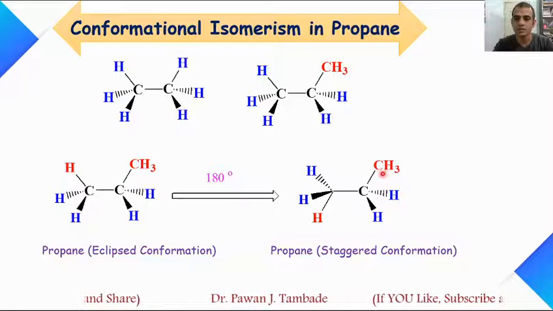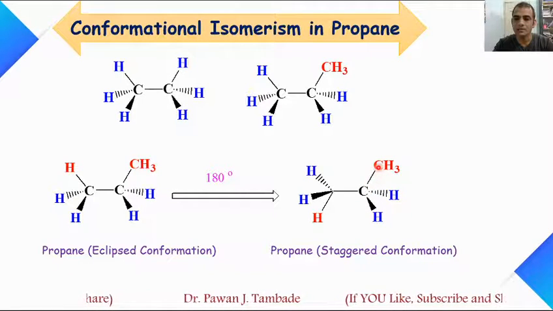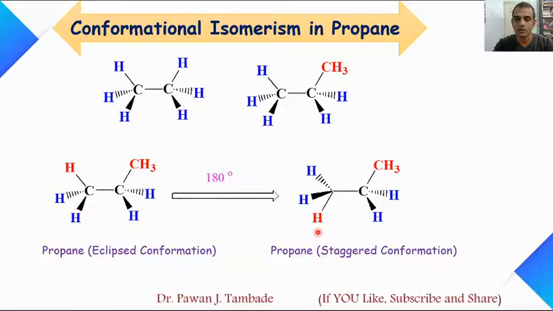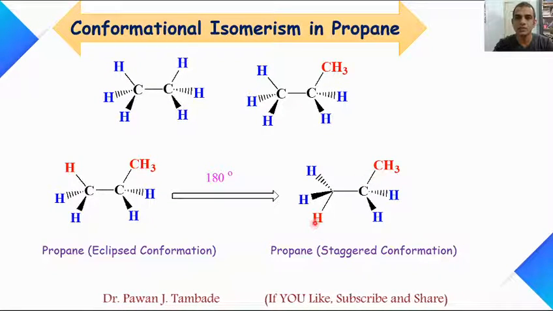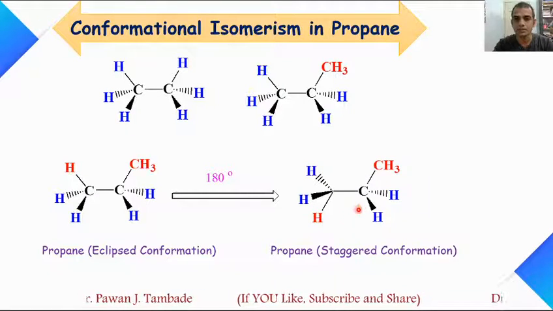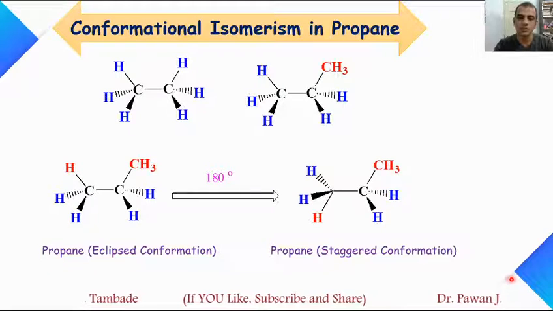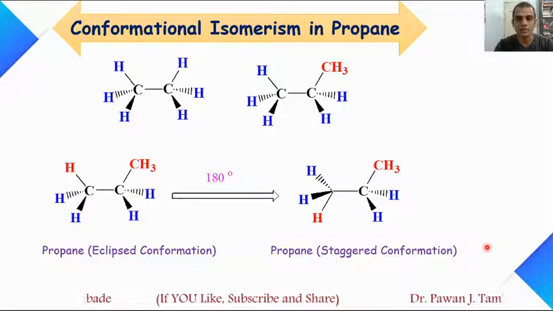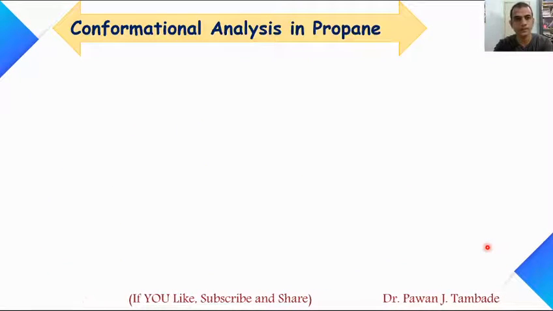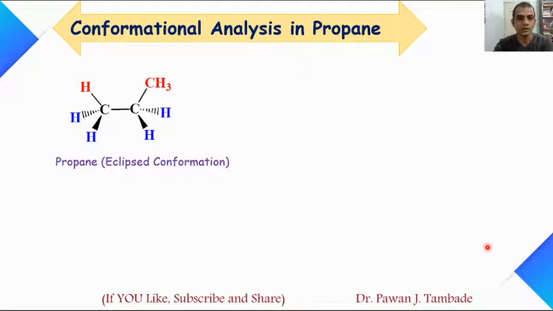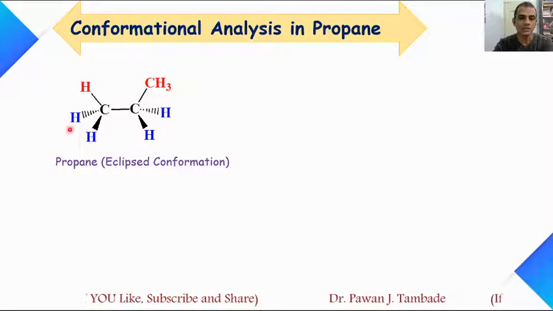Now if you look at this structure, in this structure these bonds are staggered from each other. Look at this carbon-carbon bond and this carbon-hydrogen bond, and you will come to know that these two bonds are just opposite to each other. In the same way, these carbon-hydrogen and carbon-hydrogen bonds are also opposite to each other. So this is the staggered conformation of propane.